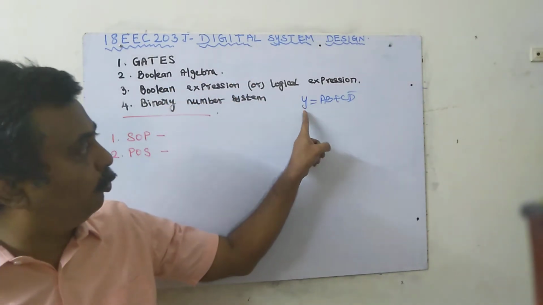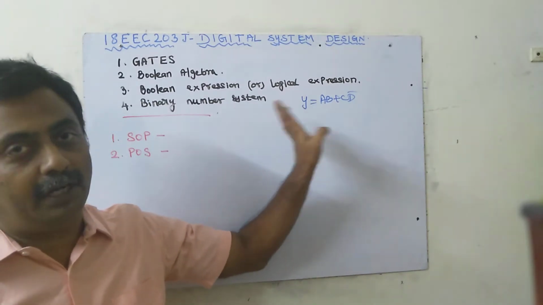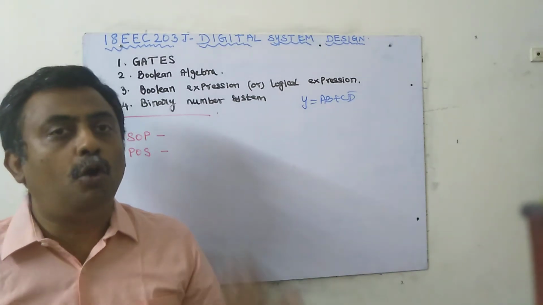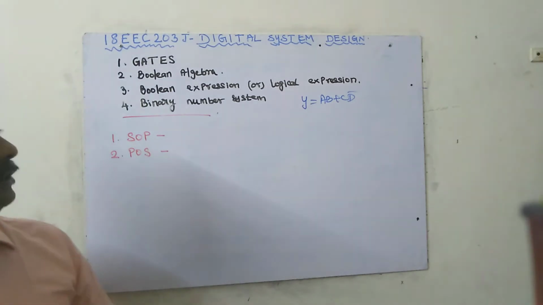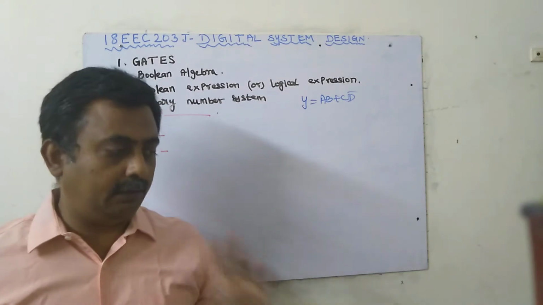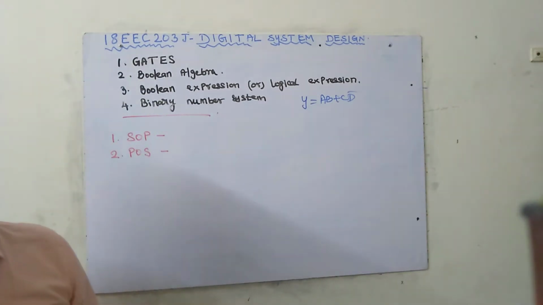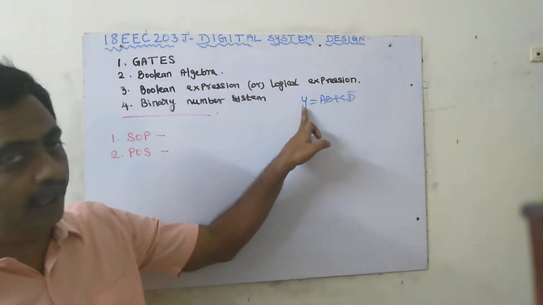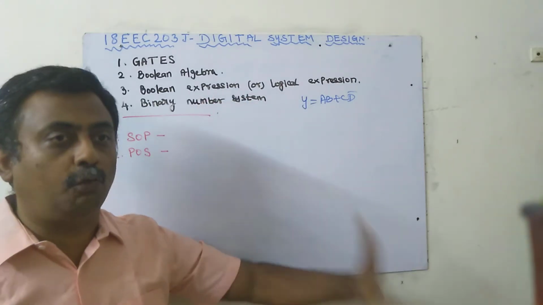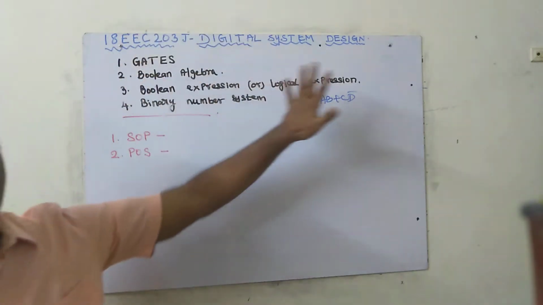What is a Boolean expression? Output equal to a combination of some inputs. All the quantities, A, B, C, D and output Y, will have either the value 0 or 1. They will have only two values. We have already studied the binary number system, which uses only zeros and ones. So all the values, either output Y or inputs A, B, C, D, will have the value either 0 or 1. Apart from this, we cannot have any other value.